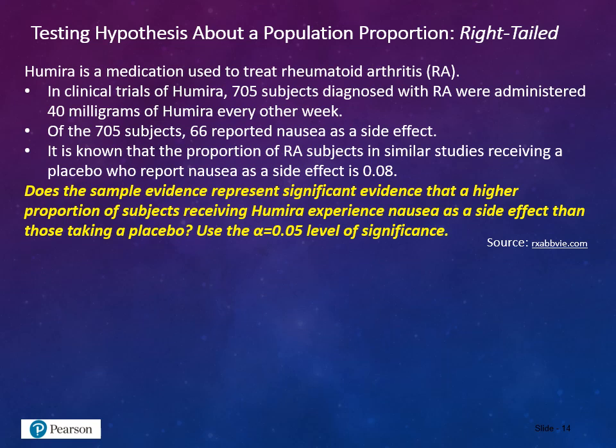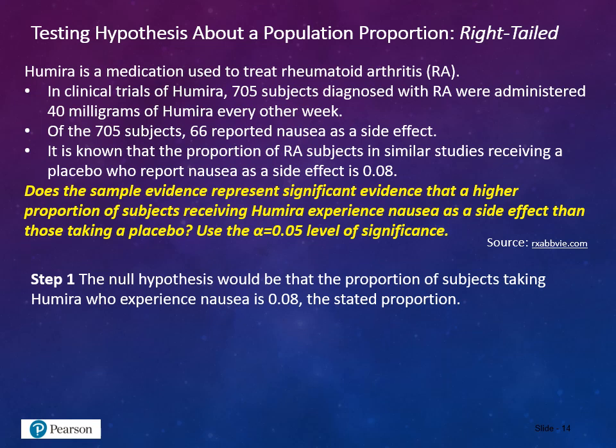Humira is a medication used to treat rheumatoid arthritis, RA. In clinical trials, 705 subjects diagnosed with RA were administered 40 milligrams of Humira every other week. Of the 705 subjects, 66 reported nausea as a side effect. It is known that the proportion of RA subjects in similar studies receiving a placebo who reported nausea is 0.08. Does the sample evidence represent significant evidence that a higher proportion of subjects receiving Humira experience nausea as a side effect than those taking a placebo? We're going to use alpha equals 0.05, 5%, because this is pretty important, right? This is a medical study.